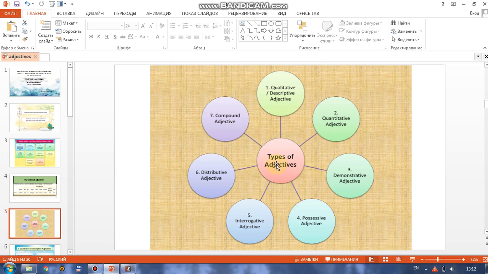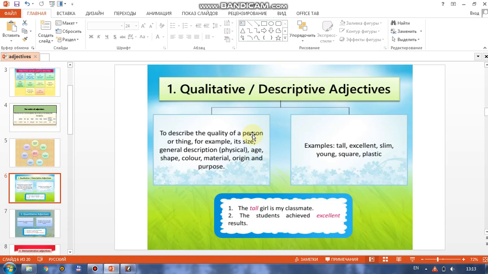And there are some types of adjectives. First, qualitative or descriptive adjectives, quantitative, demonstrative, possessive, interrogative, distributive, and compound adjectives. Let's see the features of adjectives. Qualitative or descriptive adjectives are used to describe the quality of a person or thing, for example, its size, general description, physical description, age, shape, color, material, origin, and purpose. For example, tall, excellent, slim, young, square, plastic.